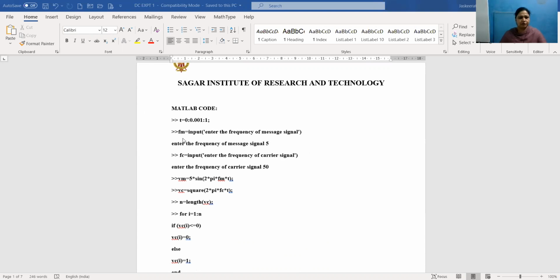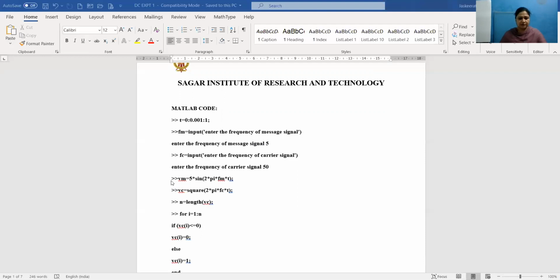Now in order to input the frequency of the message signal and carrier signal, we will use the command fm is equal to input, enter the frequency of the message signal. When we enter this command, the code will ask the frequency of the message signal. Say the frequency is 5 Hz. Now for carrier frequency, fc is equal to input, enter the frequency of the carrier signal. When we enter this command, it will ask enter the frequency of the carrier signal. Say the frequency is 50.